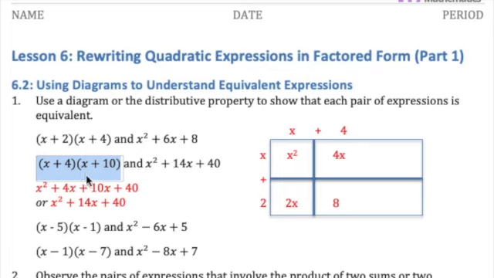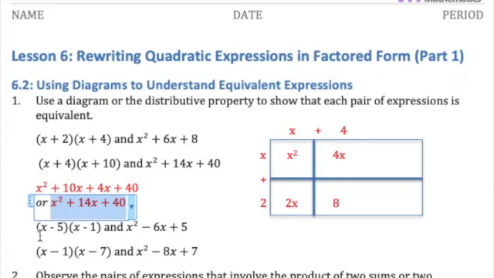Then down here, I can distribute. I get x times x is x squared. And then really I should do 10x first and then 4x second. Then x times 10 gets me 10x. 4 times x gets me 4x. And then 4 times 10 gets me 40. And then again I combine my like terms to get x squared plus 14x plus 40.